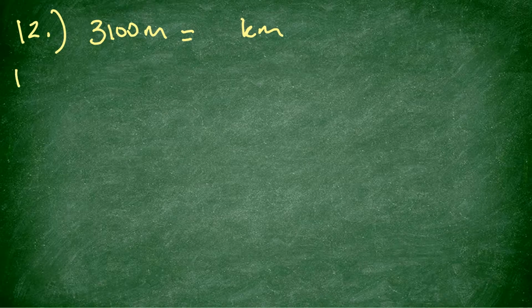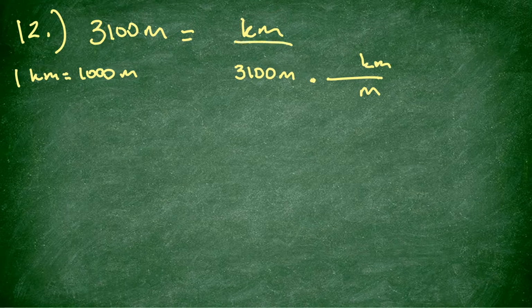So I know that 1 kilometer equals 1,000 meters. So I want meters to go away because I have 3,100 meters. I want the meters to go away. So I multiply, and I put meters on the bottom. I put kilometers on top because that's what I want to end up with right here. That tells me I want to put kilometers on top. So 1 kilometer is 1,000 meters.